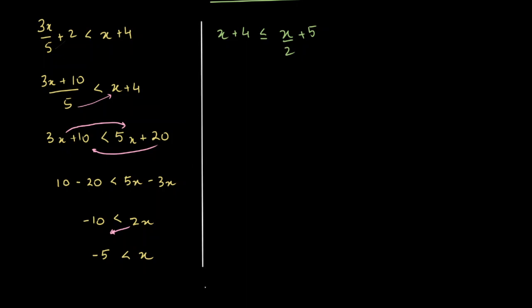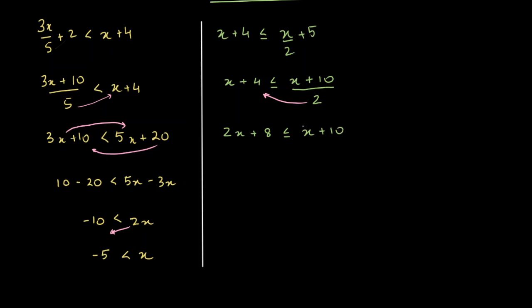Let's try solving the second part now. So I have x plus 4 is less than or equal to x upon 2 plus 5. Again, the first step would be to take the LCM here to make sure the entire right hand side is under one denominator. So I have x plus 4 less than or equal to x plus 10, 2 into 5 is 10, divided by 2. Now take the 2 from this side to the other. Division becomes multiplication. So I get on my left hand side 2x plus 8 is less than or equal to x plus 10, right?